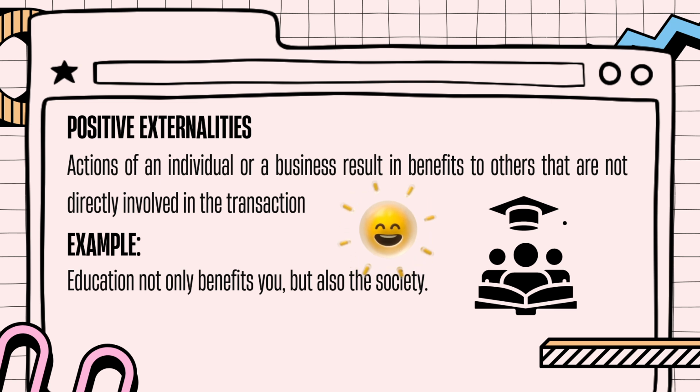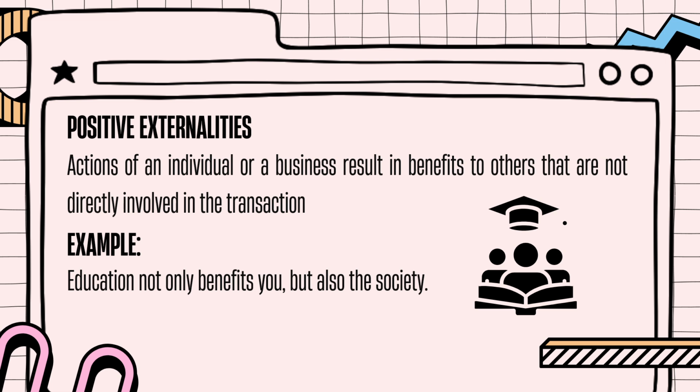Positive externalities occur when the actions of an individual or a business result in benefits to others that are not directly involved in the transaction. And these are the positive side effects experienced by the third parties because of the actions of others, and these benefits are not reflected in the market price of the goods and services. And there are several examples.